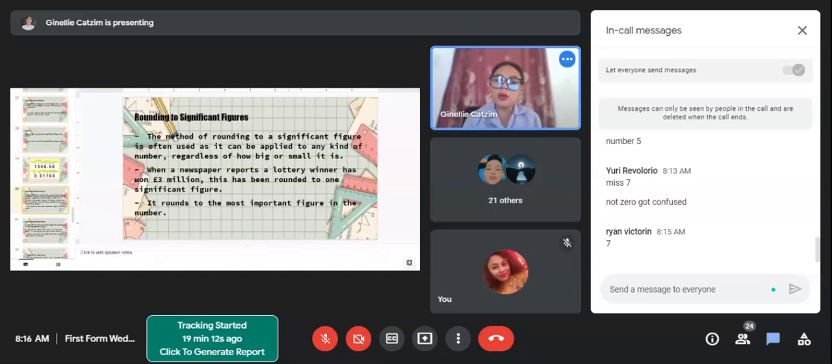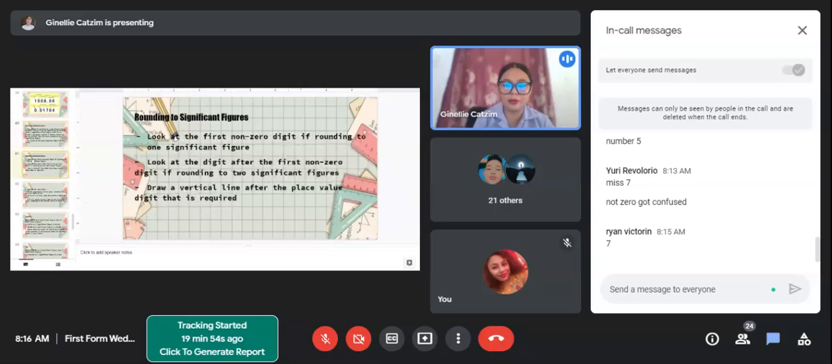Please remember that. So rounding to significant figures, the method of rounding to a significant figure is often used as it can be applied to any kind of number regardless of how big or small the number is. It doesn't matter the size of the number. So when a newspaper reports a lottery winner has won 3 million euros, this has been rounded to one significant figure, right? So it rounds off to the most important figure in the number.